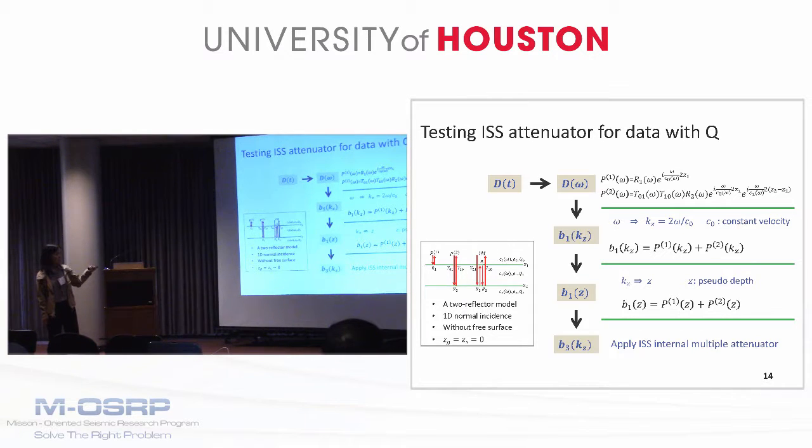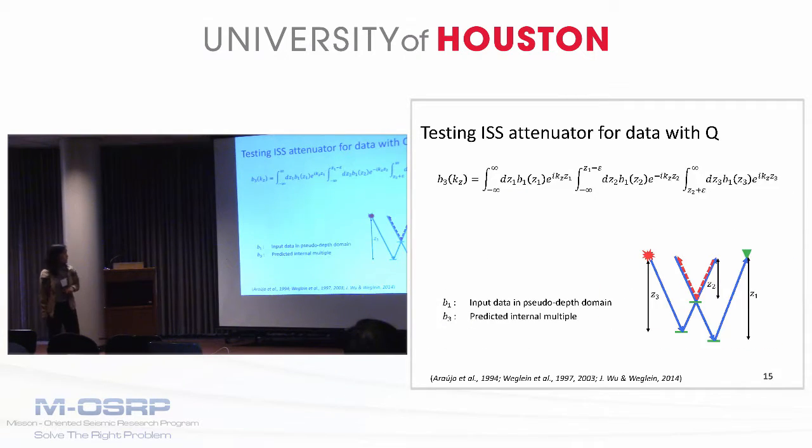And finally, you can map the prediction to the time domain, get your final prediction result. Okay. This equation shows you the formula of ISS attenuation algorithm. You can see it has three integrals here, and each integral has one B1 of Z, which is the input data after a constant velocity migration. Now, these three B1 correspond to these three events as shown in this diagram.